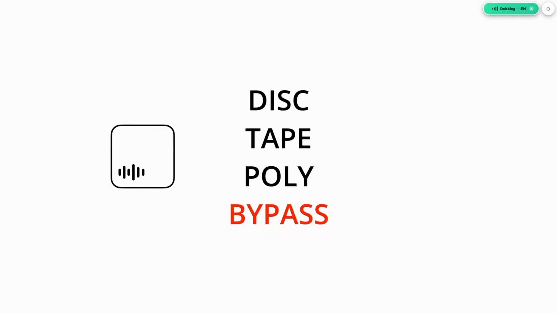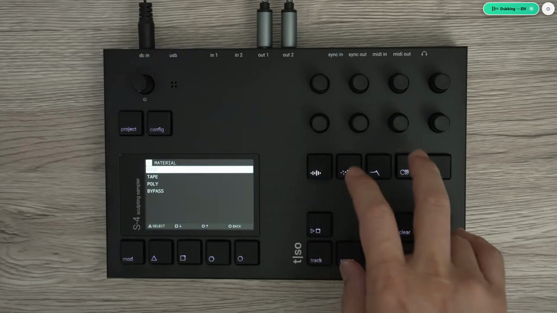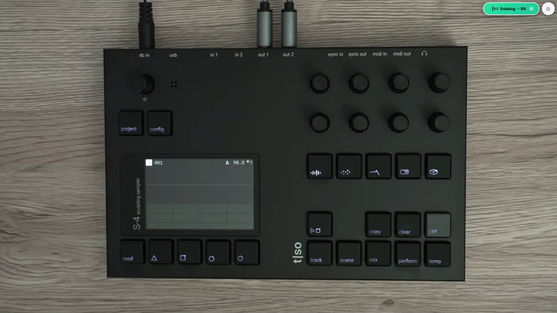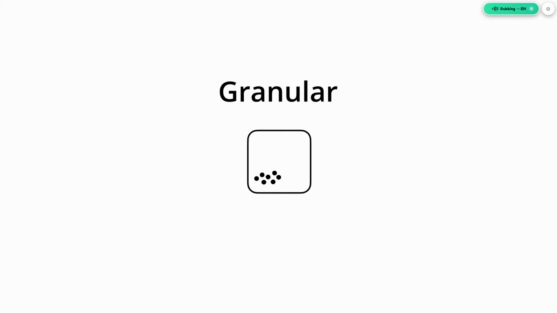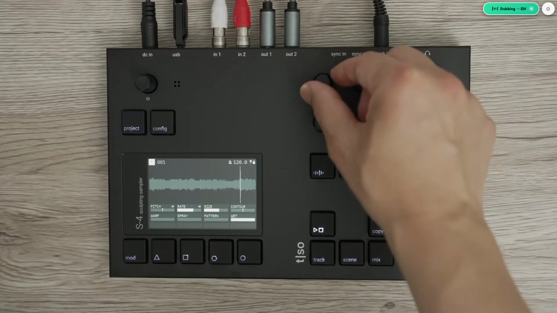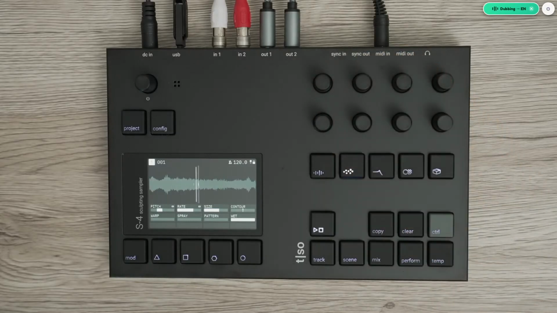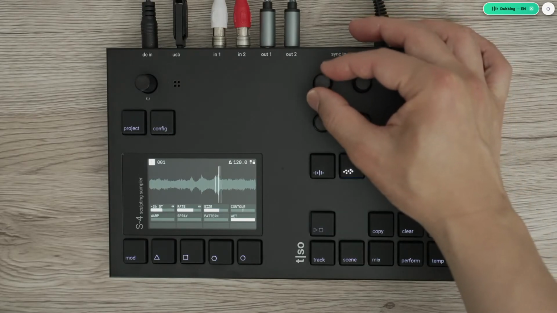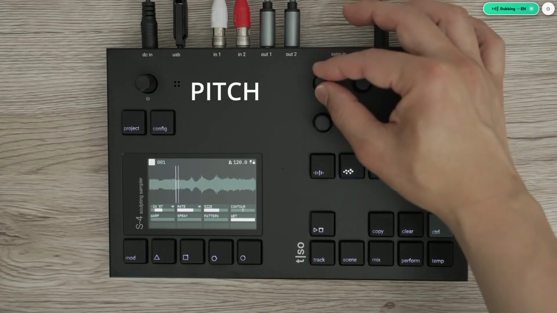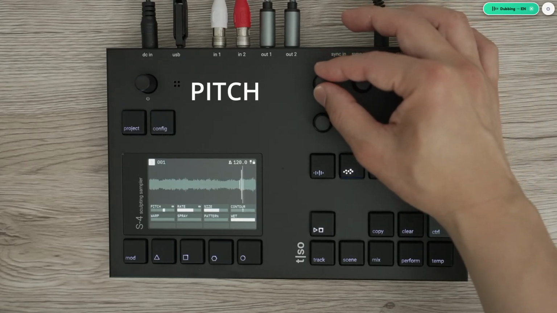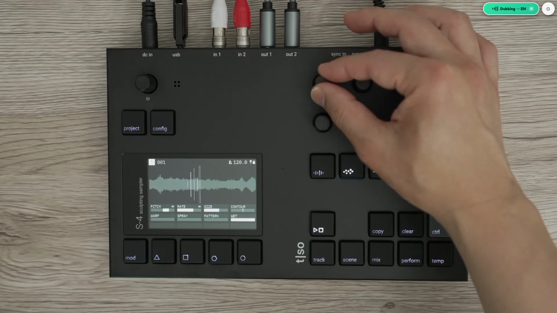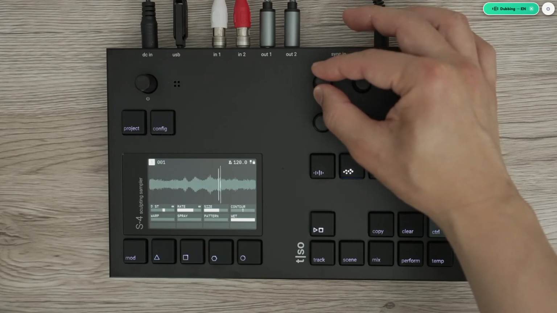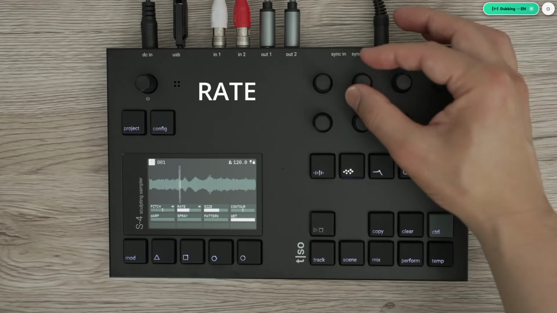Next is bypass. As the name suggests, it bypasses the device. Next, granular. Sound can be broken into smaller particles called grains and resynthesized. Pitch controls the pitch of the grains. Rate controls the speed of the grains.